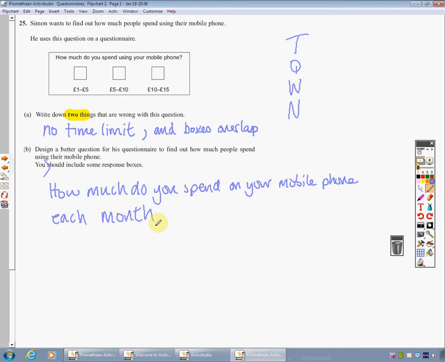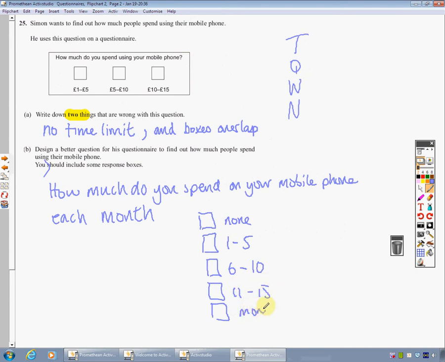I've now got to include some response boxes. Just drew a few in there. I'll label them up in a minute. Mustn't forget, TOWN, N must have none. Don't spend anything, none. 1 to £5, 6 to 10, 11 to 15, more than 15.